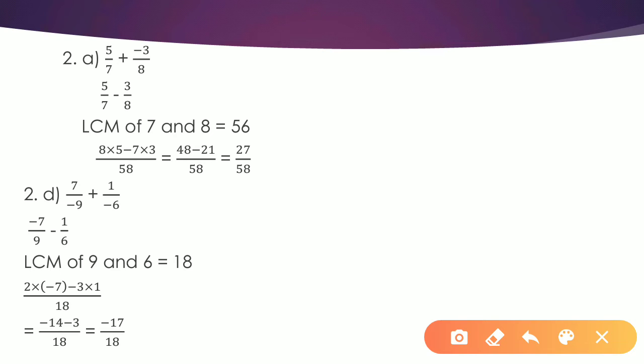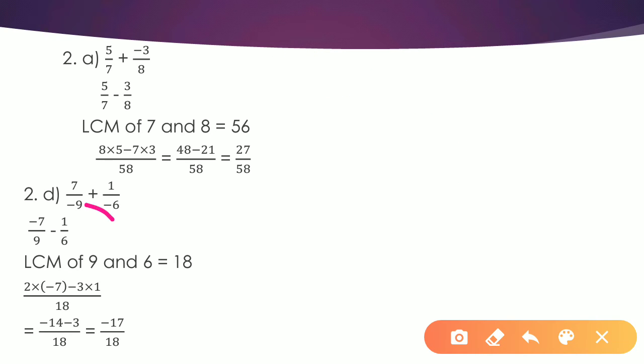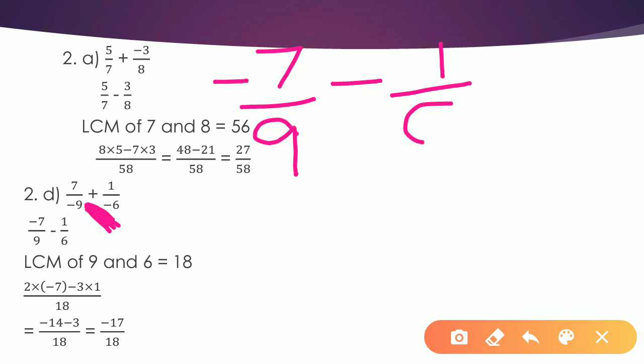7 upon minus 9 plus 1 upon minus 6. 7 upon minus 9 can be written as minus 7 upon 9. Now here plus minus will always become minus. That means our rational number will convert into minus 7 by 9, and then this plus minus will become minus, and after that 1 upon 6.